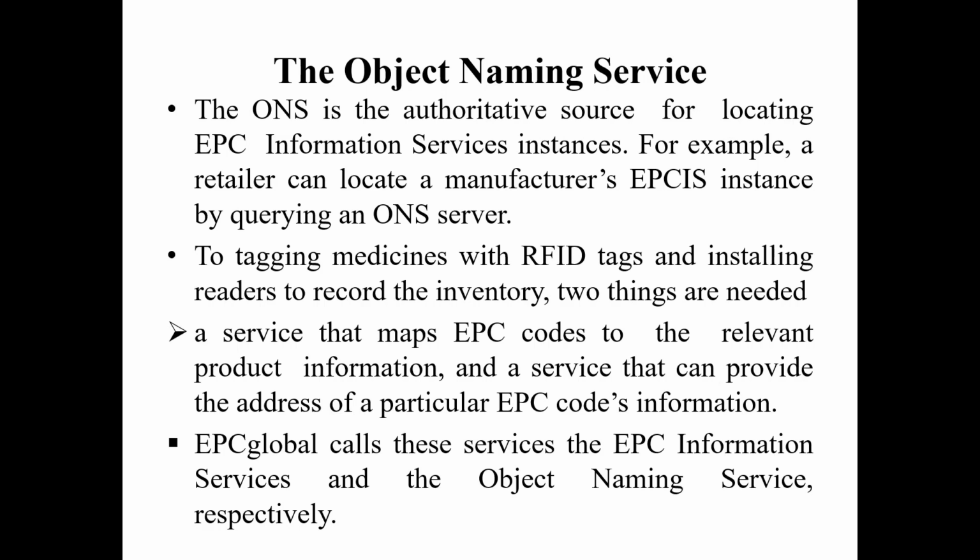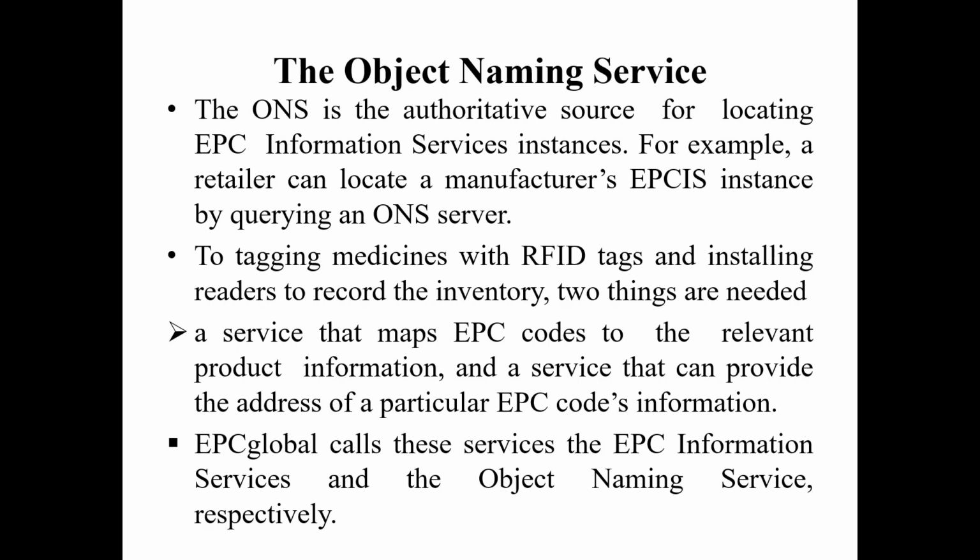So how does the ONS work? An RFID reader scans the tag and retrieves the EPC. The EPC is sent to the ONS service. ONS looks up the EPC number and maps it to a URL. Finally, the system fetches the product details.